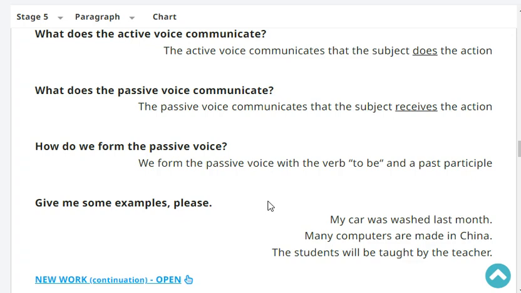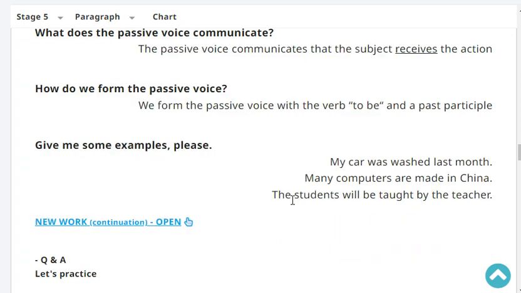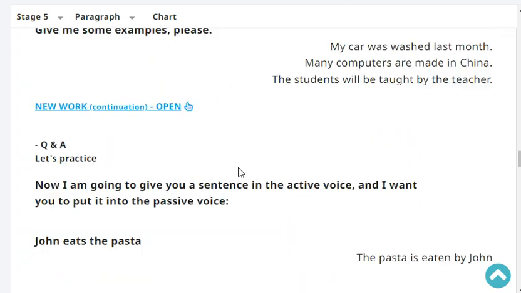My car was washed last month. Many computers are made in China. The students will be taught by the teacher. Very good, right? The students will be taught, taught like the past tense of teach, will be taught by the teacher. Very good.